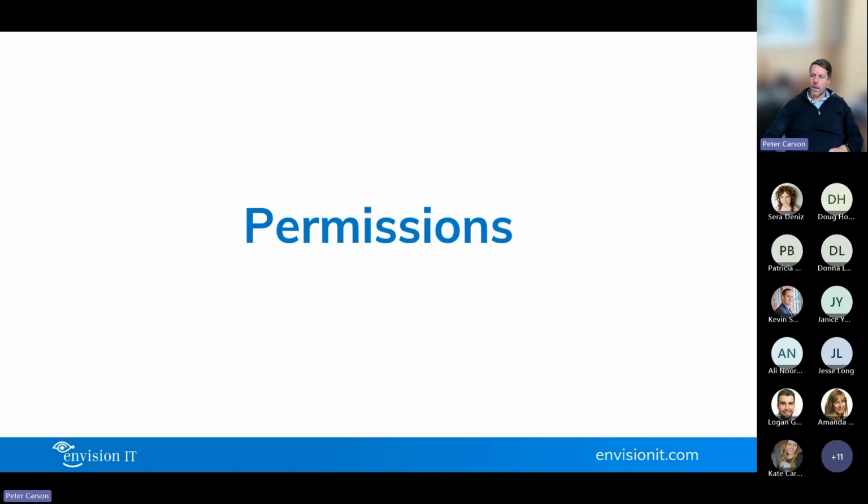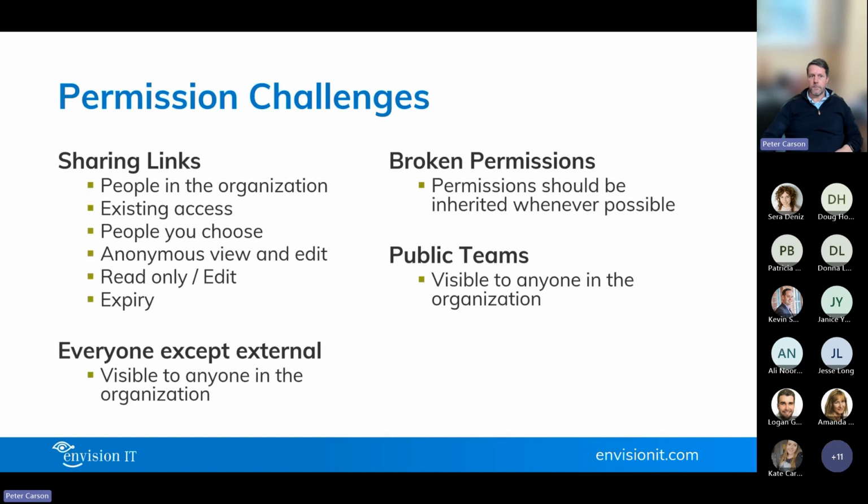Let's flip gears and talk about permissions. Remember, we've got those three pillars: workspaces, permissions, and users. Let's dive into the permissions side of it, and there's actually a fair bit here as well. What are some of the common permission challenges? Sharing links are a big one. Microsoft has arguably done a great job of making it easy to share content with people in your organization and external to your organization, but they haven't always had things like expiry dates on those. So you've got these sharing links that may have existed from a long time ago that shouldn't be there anymore.